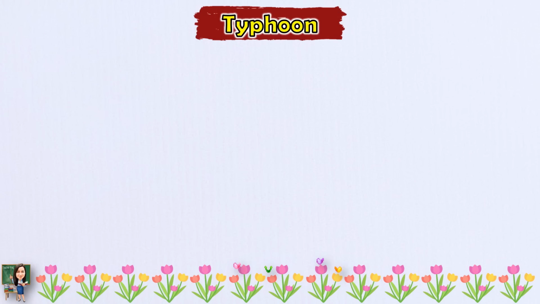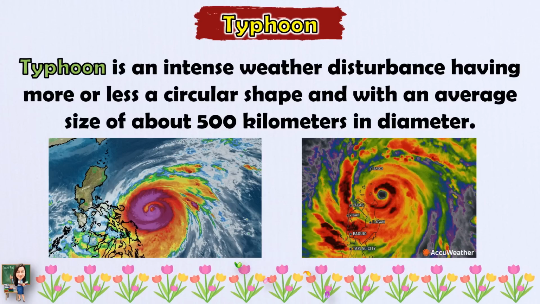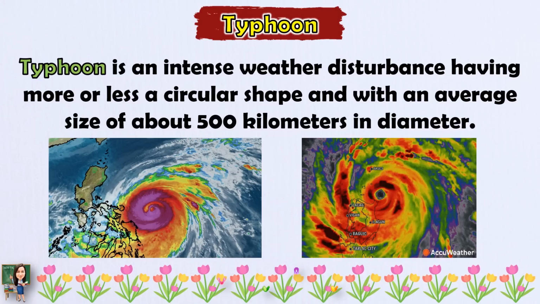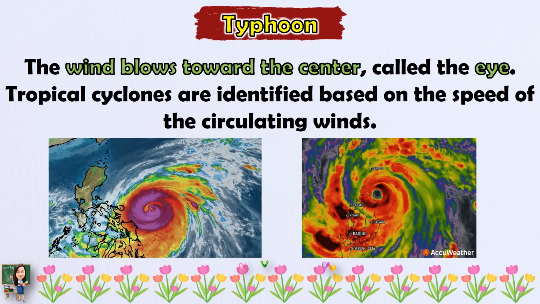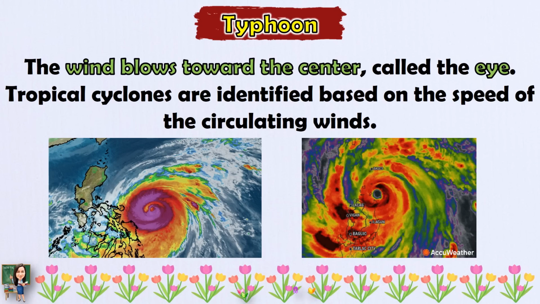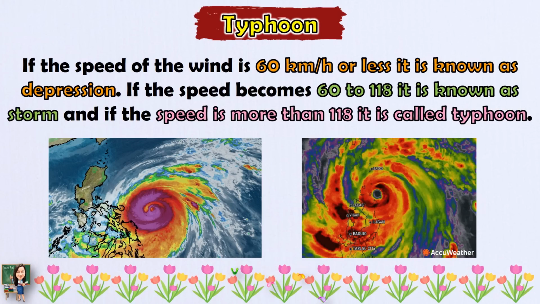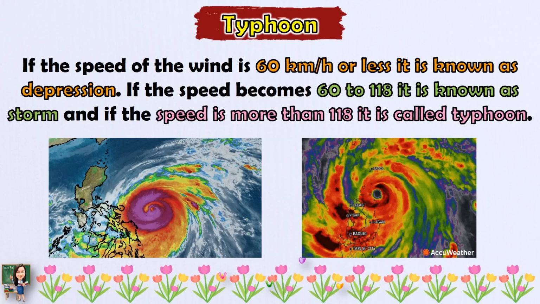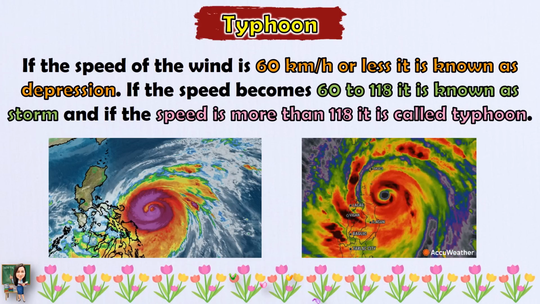And the last one is typhoon. Typhoon is an intense weather disturbance having a more or less circular shape and with an average size of about 500 kilometers in diameter. The wind blows toward the center, called the eye. Tropical cyclones are identified based on the speed of the circulating winds. If the speed of the wind is 60 kilometers per hour or less, it is known as depression. If the speed is 60 to 118, it is known as storm. And if the speed is more than 118, it is called typhoon.